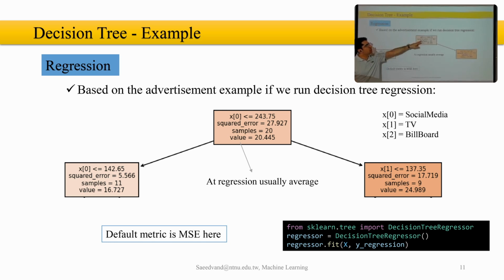So x of 0 is smaller or equal to some value. What is this? This is the feature. Which one of the features that I have? Let me see if I put it there. Yes. So x0 was social media, x1 was TV, x2 was billboard. So it says that in this node, my chosen feature based on the evaluation, the best feature, is social media. And my splitting threshold is 243.75.